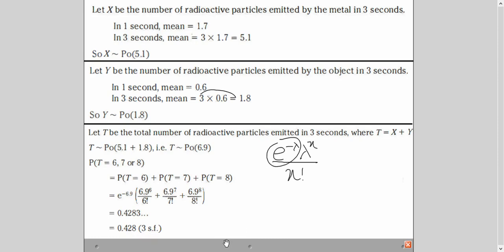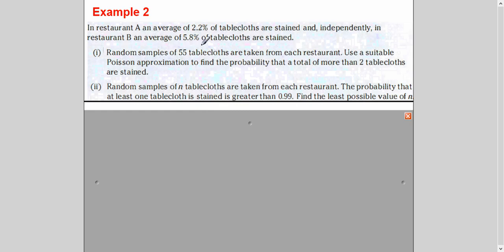So let's see the second example now. The second example is about stained tablecloths in 2 restaurants, A and B. On average in restaurant A, 2.2% of the tablecloths are stained, and in restaurant B, 5.8% of tablecloths are stained. There are 2 parts to the question. In the first part, a sample of 55 tablecloths is taken.